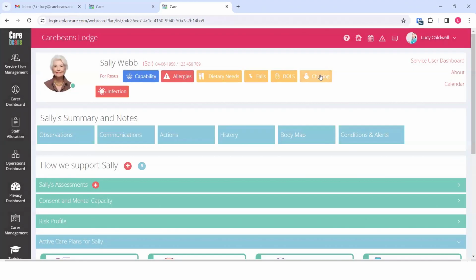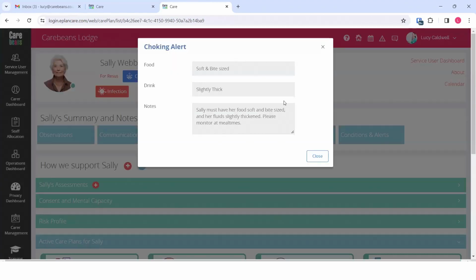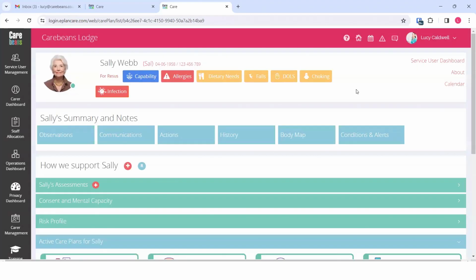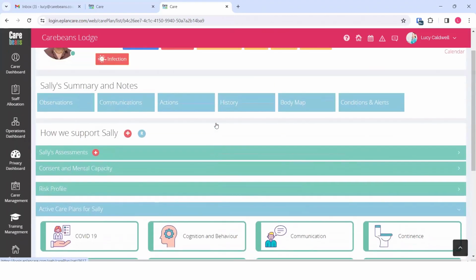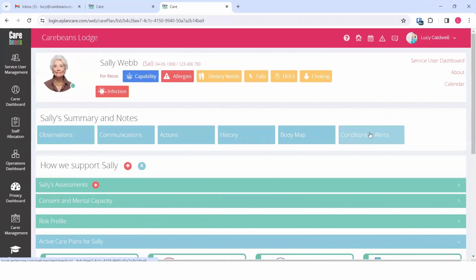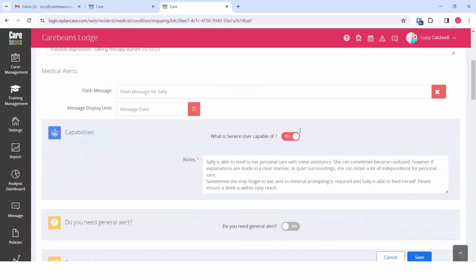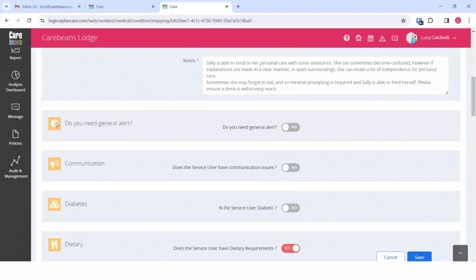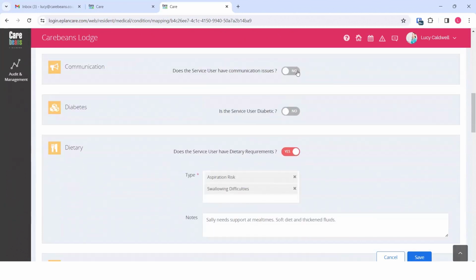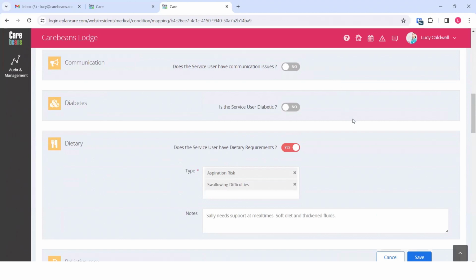I've also put in here that she might be at choking risk, so you can decide if you want to put these alerts in place. And just to show you, for the customers that are on the webinar at the moment, where to do that in case you were unsure: on this main care plan page, if you go into the conditions and alerts section there, and if you scroll down, this is where you get all these little alerts. So if you say yes to it, it will then pop that alert with that person's details and kind of follow them around the system.